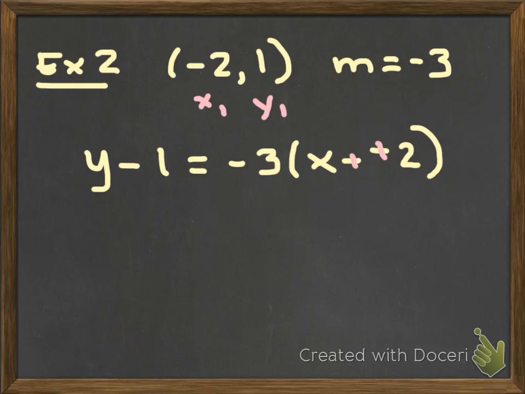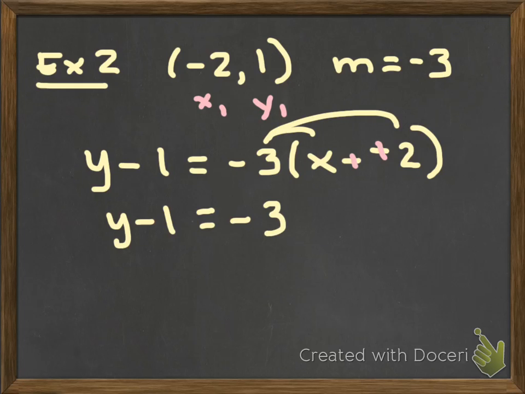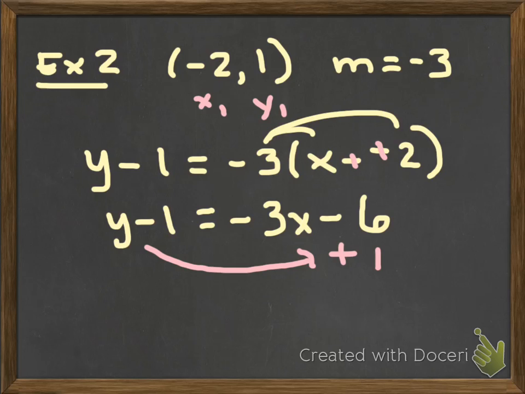So we do distributive property. y minus 1 equals negative 3x, and then negative 3 times positive 2 is negative 6. And the last step is to isolate the y. So we bring the minus 1 over there, and it becomes plus 1. So the equation of the line is y equals negative 3x minus 5.